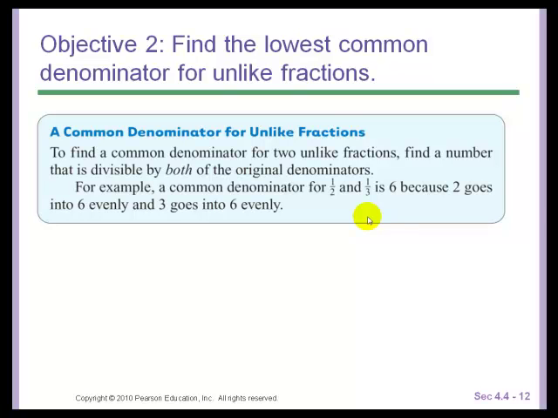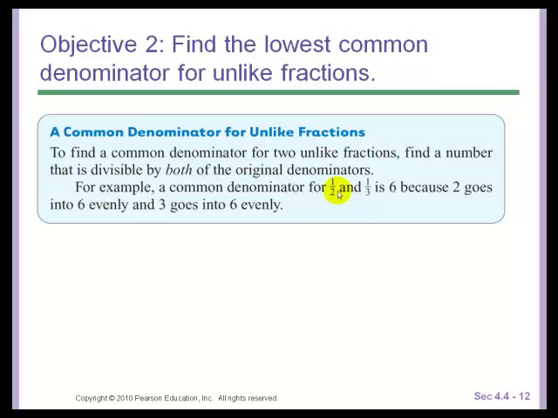For example, if you are working with the fractions 1/2 and 1/3, it is pretty clear that 6 would be a common denominator because 2 goes into 6 and 3 goes into 6, and it's the smallest number they can both go into. In general, if your denominators are both prime, 2 is prime and 3 is prime, simply multiply them together to get your common denominator.